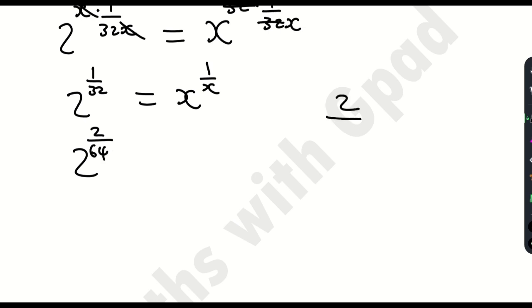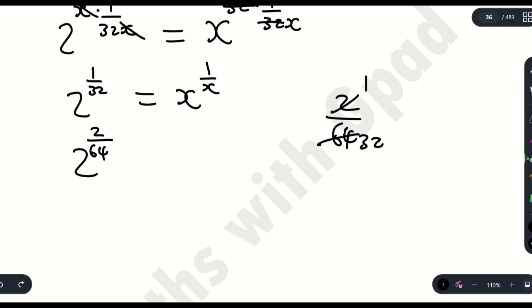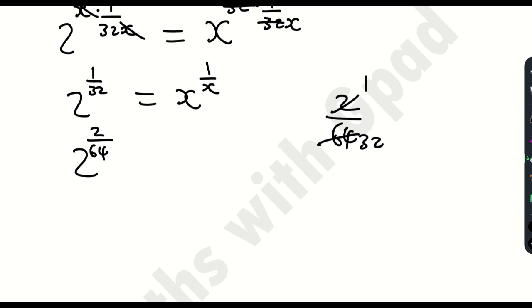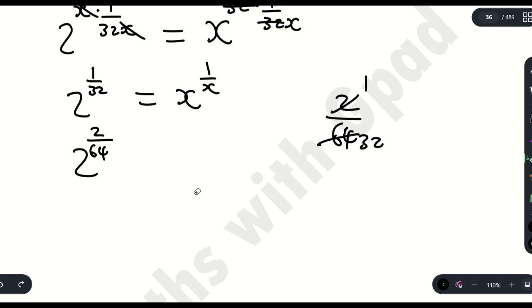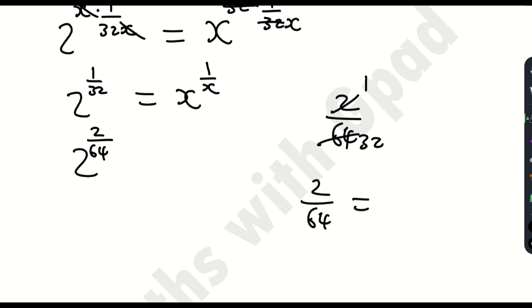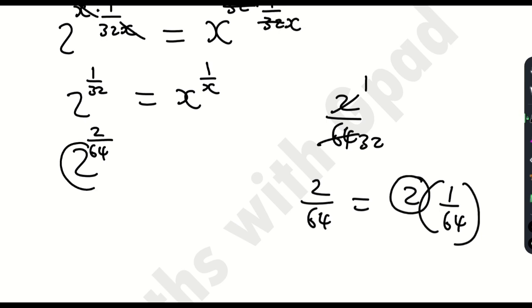Now I'm going to rewrite 1 over 32 as 2 over 64. Of course, 2 over 64, if you divide both of them by 2, you have 1 over 32. So I've not really changed the value. I just changed it from 1 over 32 to 2 over 64, which is the same thing. Now, do you know that 2 over 64 can be written like this? 2 bracket 1 over 64. Of course, when you multiply 2 by 1 over 64, you get 2 over 64. Why am I doing this? Because I want to apply this 2 to the base of 2 here.